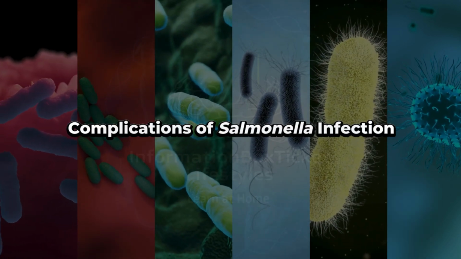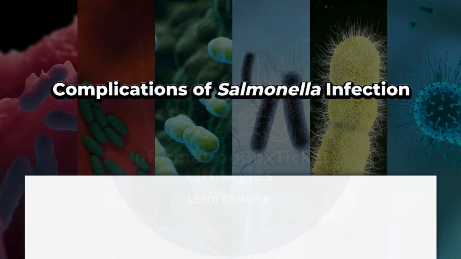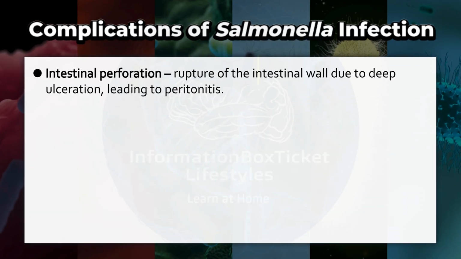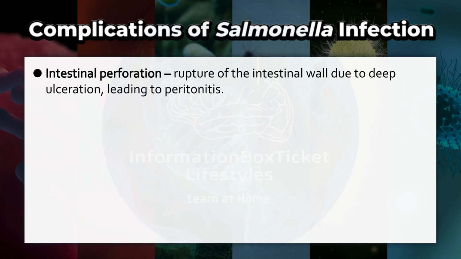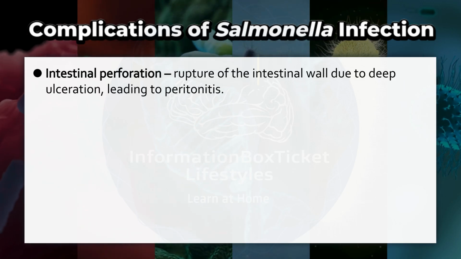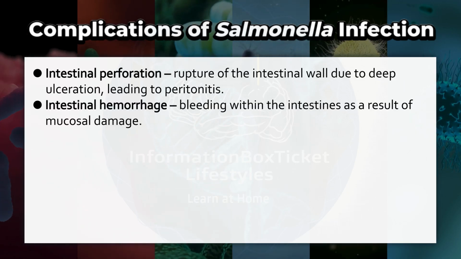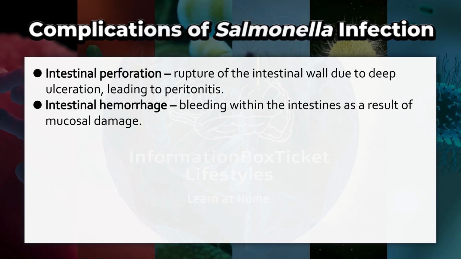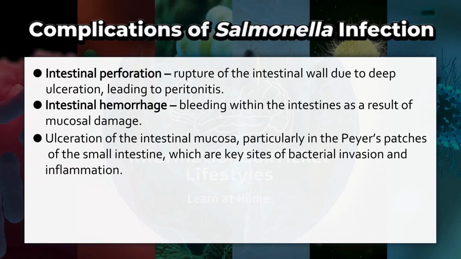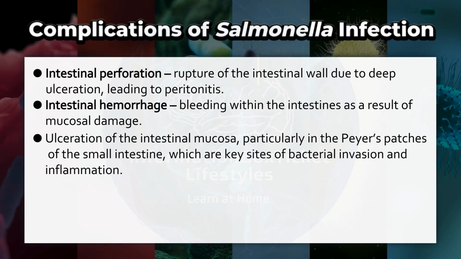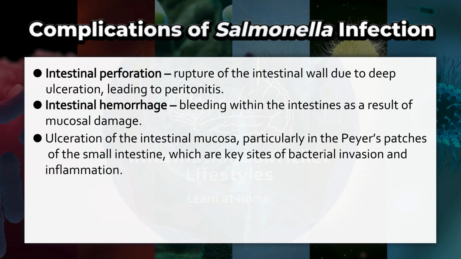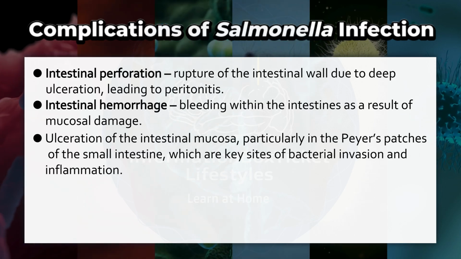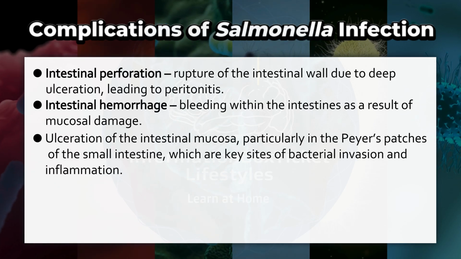Complications of Salmonella infection. Intestinal perforation, rupture of the intestinal wall due to deep ulceration leading to peritonitis. Intestinal hemorrhage, bleeding within the intestines as a result of mucosal damage. Ulceration of the intestinal mucosa, particularly in the Peyer's patches of the small intestine, which are key sites of bacterial invasion and inflammation.